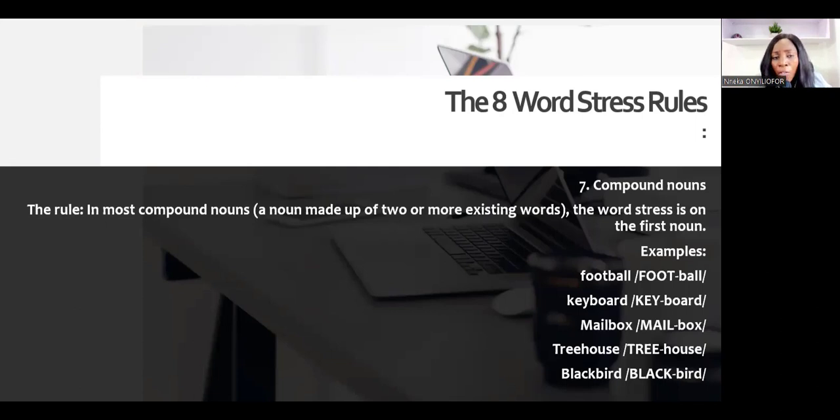For instance, football. You don't say football, you say football with emphasis on the first noun. Keyboard, not keyboard. Keyboard, mailbox, treehouse, blackbird. These are examples of stressing the first noun.